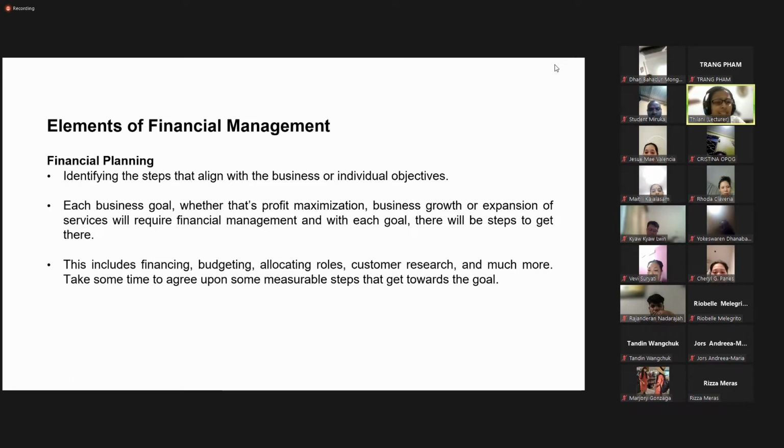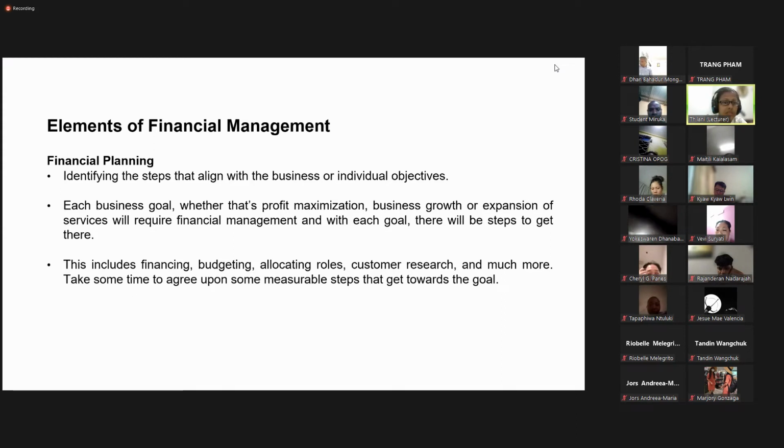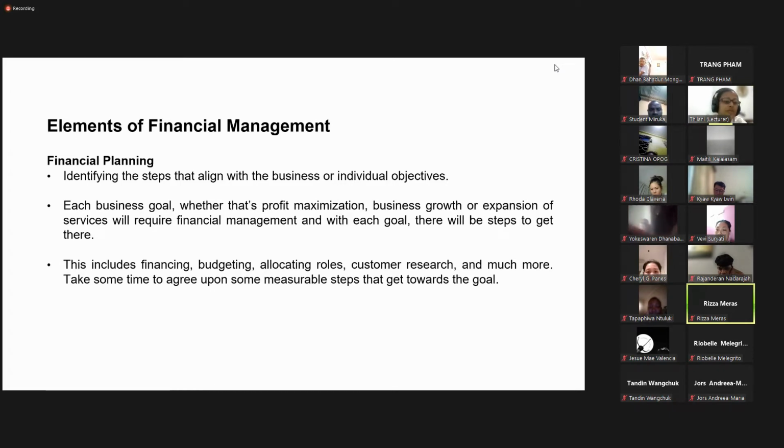So you need to understand what the steps are when it comes to financial planning. There are steps that you have to take and make sure that it's aligned with the objectives of the business. You need to know what the objectives of the business are, and based on them you have to align your financial planning. Every business has a goal, right?